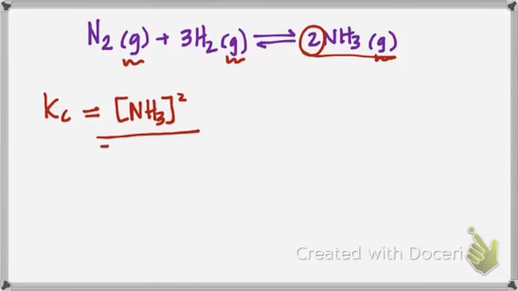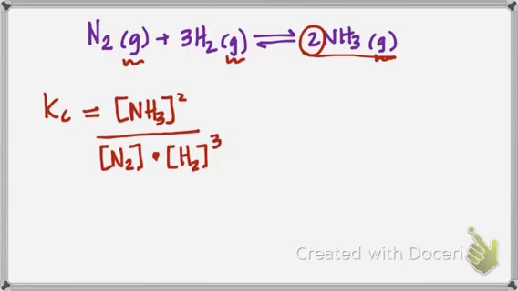So I have 1 mole of N2, and since it's 1 mole, I don't need to put anything after it as an exponent. Then I'm going to multiply it, not add it, times my next substance, which is H2. I'm going to put that in the bracket, and since my coefficient is a 3, I'm going to put an exponent of 3 there. And so that's my Kc value of this equation.